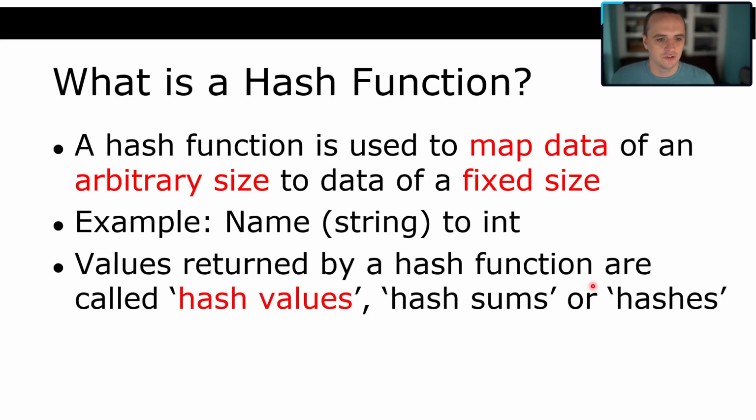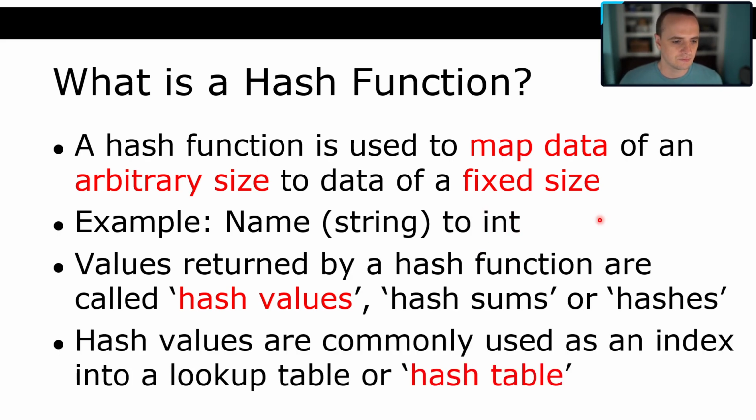And values that are returned by hash functions are called different things, but usually we call them hash values or hash sums or hashes, okay? So the hash of a string might be some integer value. Now, we don't always have to convert our data to an integer. However, typically it is converted to an integer in the end. Hash values are very commonly used as an index into a lookup table or a hash table. And we'll talk about that in a little bit.